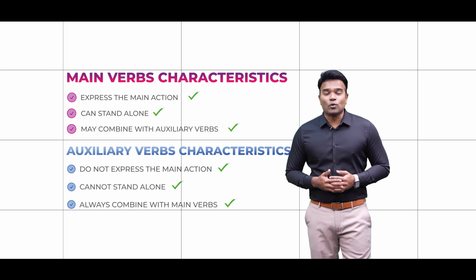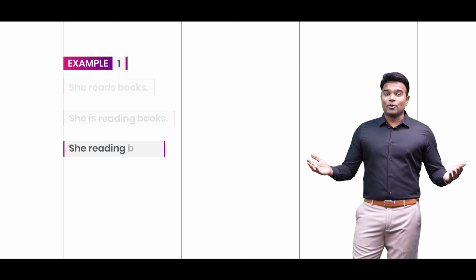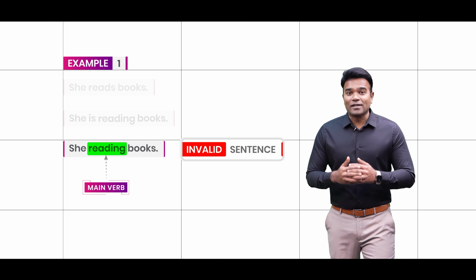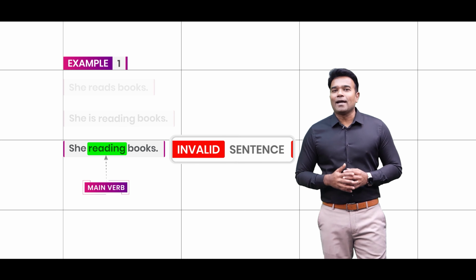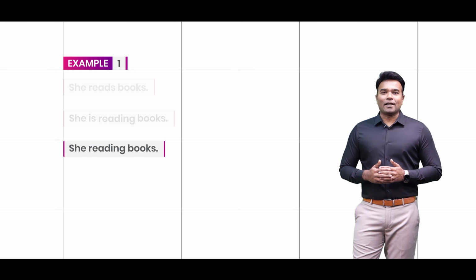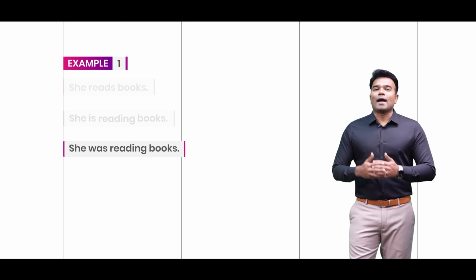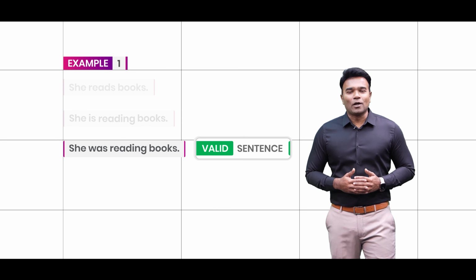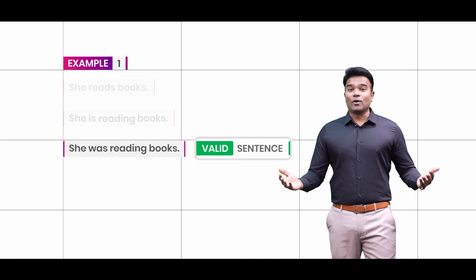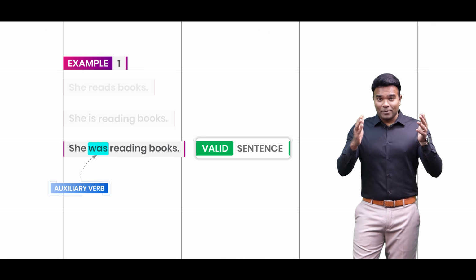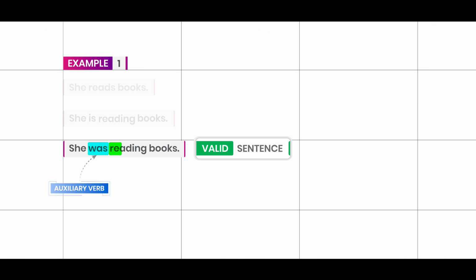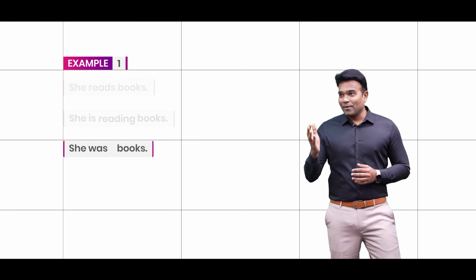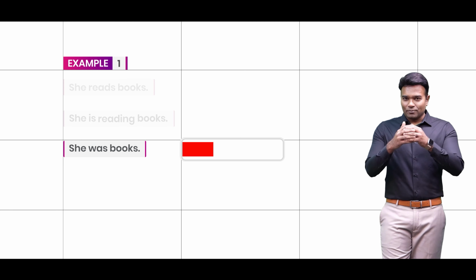Anyway, let me give you one more example. She reading books. Again, it is invalid. No doubt, reading happens to be the main verb in this, but then the sentence happens to be invalid, and I can make this valid by bringing in an auxiliary verb was. And now you can notice that the sentence becomes a valid sentence. However, what you really have to understand here is that no doubt was is an auxiliary verb, but then it will always require the support of the main verb. In case I happen to remove the main verb, then it becomes she was books, which is meaningless.